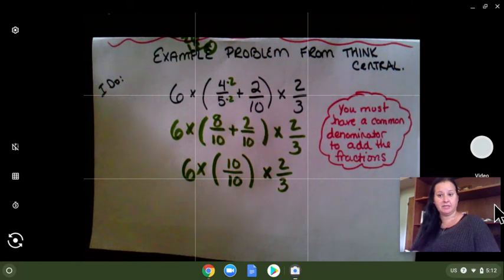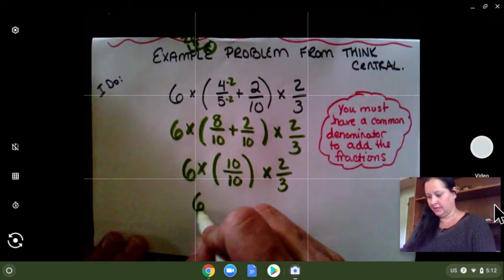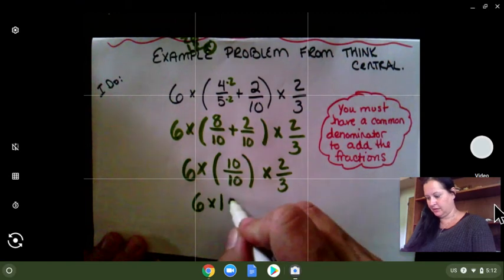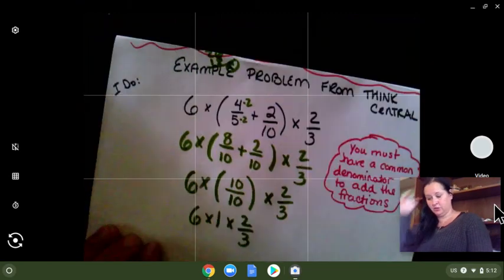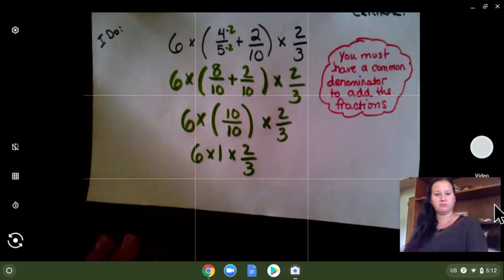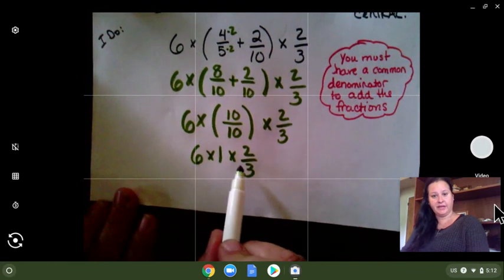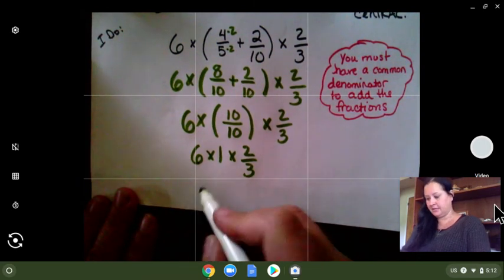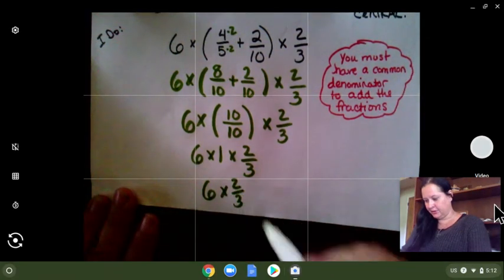And when a numerator is the same as the denominator, it means you have the entire thing. So you have one whole. So here we could change this into 6 times 1 times 2 over 3. Now, in order, we do multiplying or dividing from left to right. So 6 times 1 is 6. We're left with 6 times 2/3.